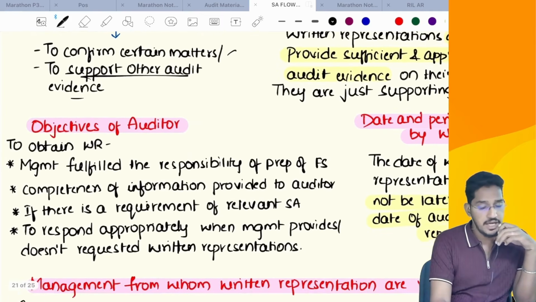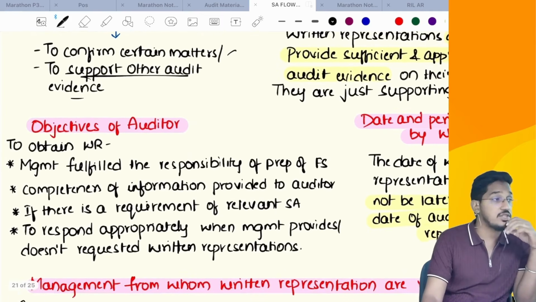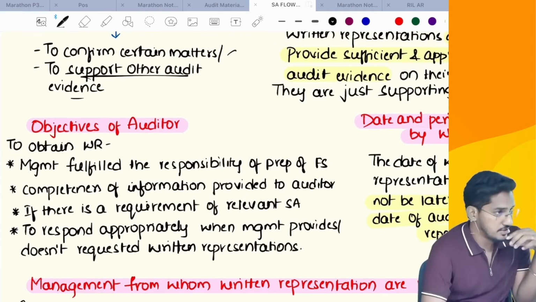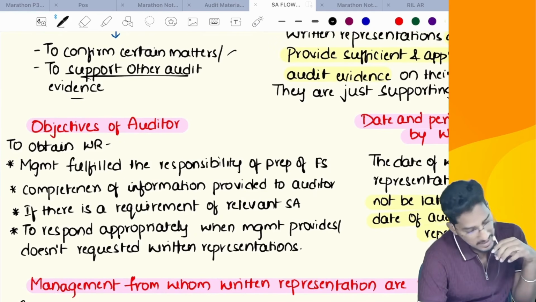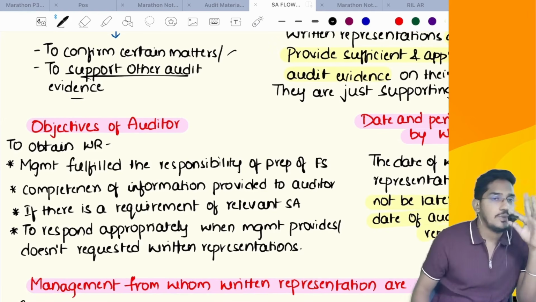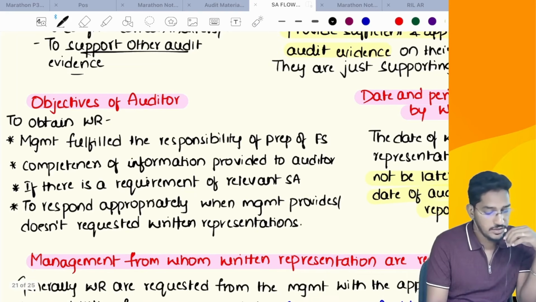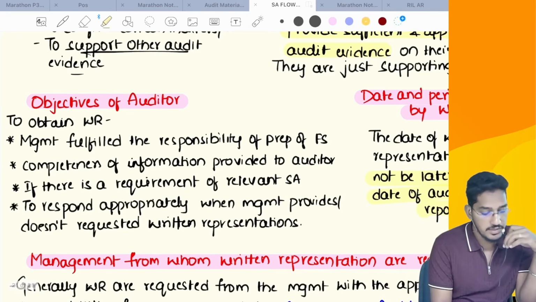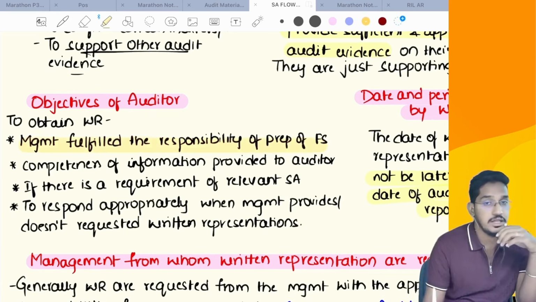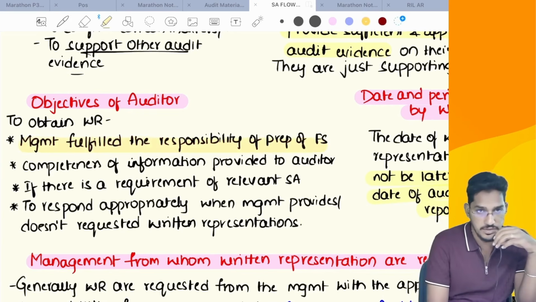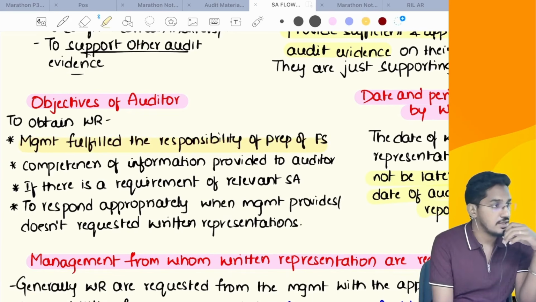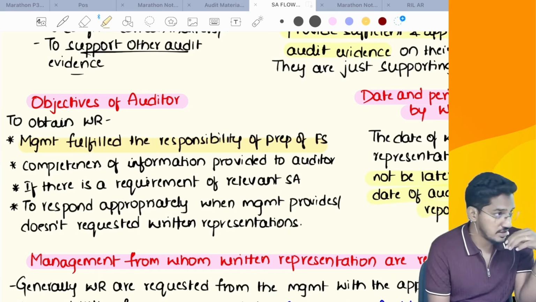Sir, what are the objectives of the auditor? As per SA 580, from whom, and regarding which matters, do you need to obtain written representation? So SA 580 says, regarding 2 matters it is compulsory. Not 2 actually, regarding 3 matters it is compulsory. Number 1, every auditor should ask the management to give a written representation whether management has fulfilled their responsibility for preparation of financial statements.